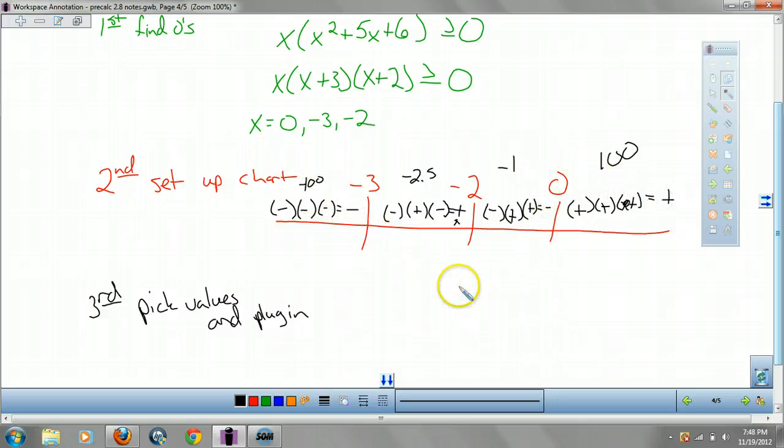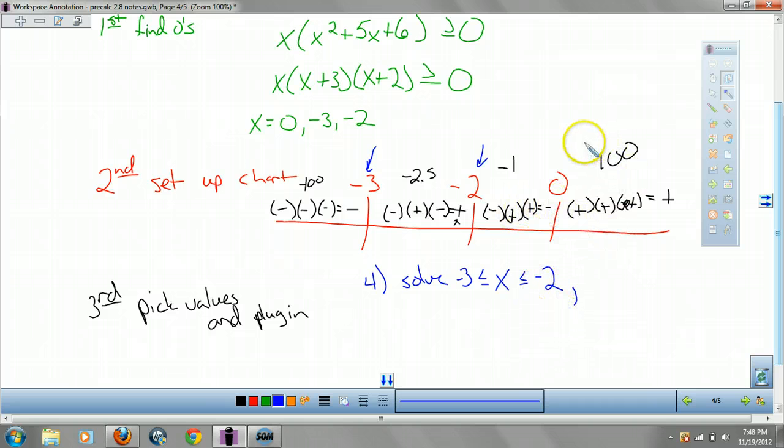So what does this mean for our solution? Well, it means when x is between negative 3 and negative 2, and we use the equal to because that's what we did in the original, we're positive, and when x is greater than or equal to 0, we are positive. And we're done. That's all there is to it, guys.